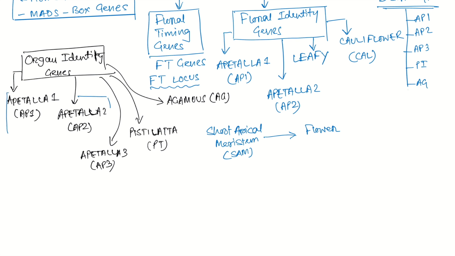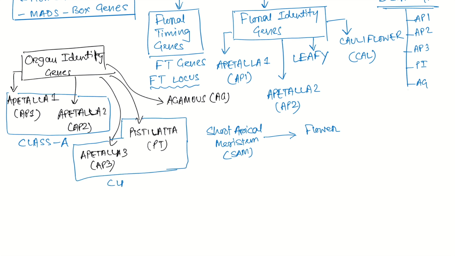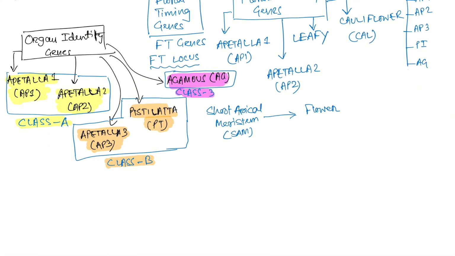Now the interesting thing is, Apetala 1 and Apetala 2 are encoded by class A genes, whereas Apetala 3 and Pistillata are coded by class B genes, and Agamous is coded by class C genes. Okay, so Pistillata and Apetala 3 are coded by class B, and Apetala 1 and Apetala 2 are coded by class A genes.